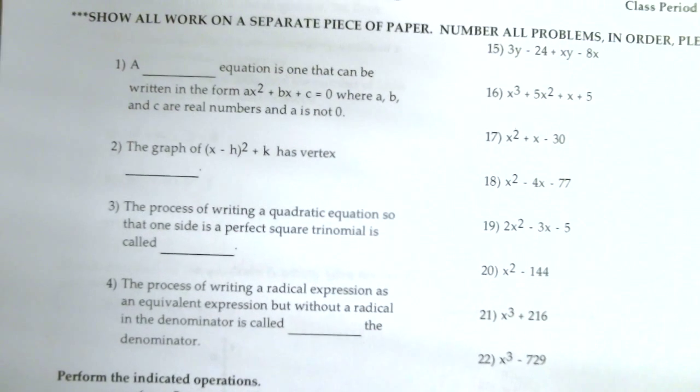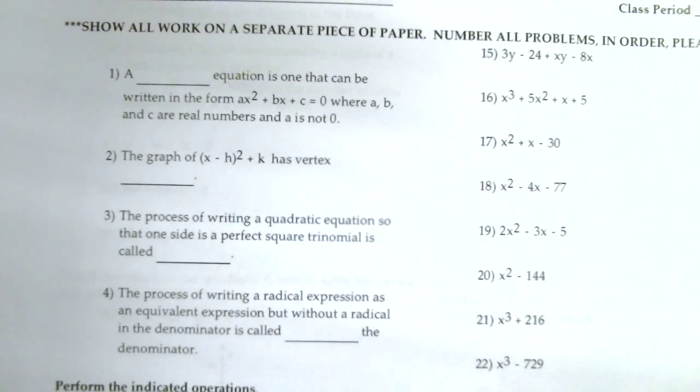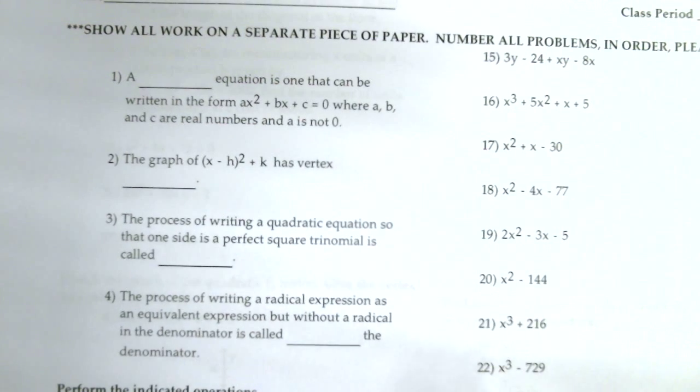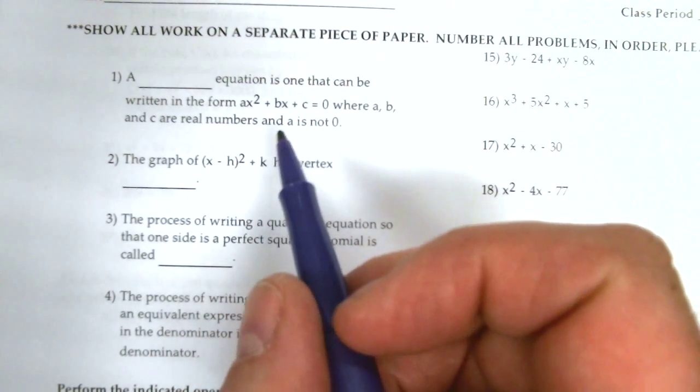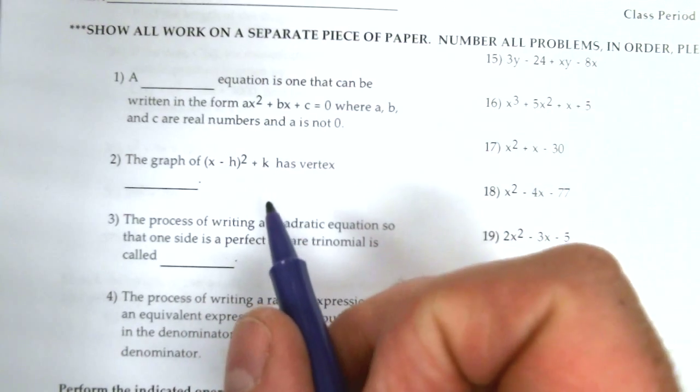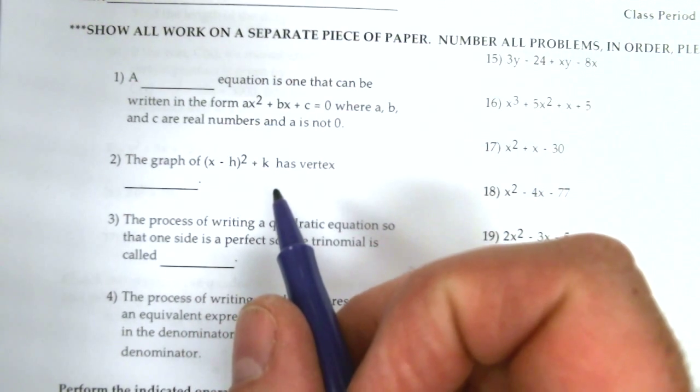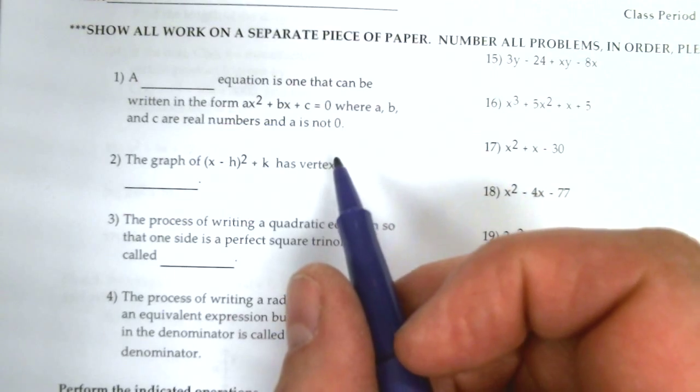Hello, we're working on the second semester final for intermediate algebra. Let's start with question 1. A blank equation is one that can be written in the form of ax squared plus bx plus c equals 0, where a, b, and c are real numbers and a is not 0. That's called a quadratic equation.